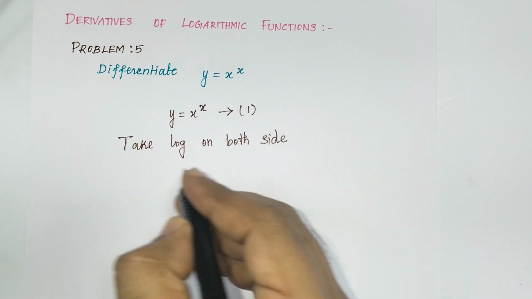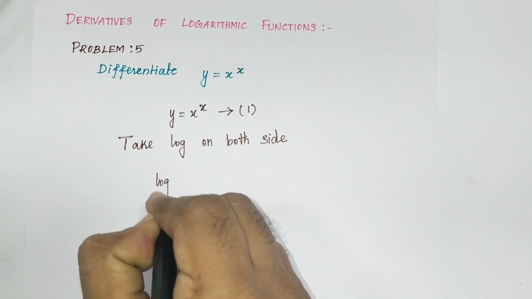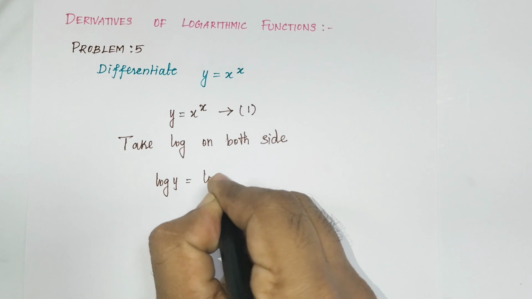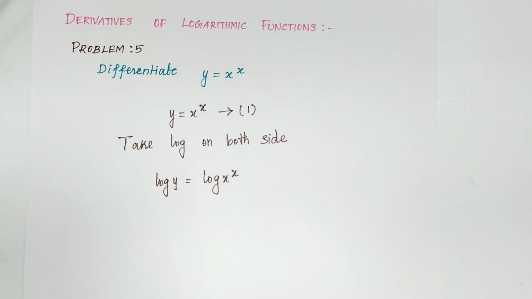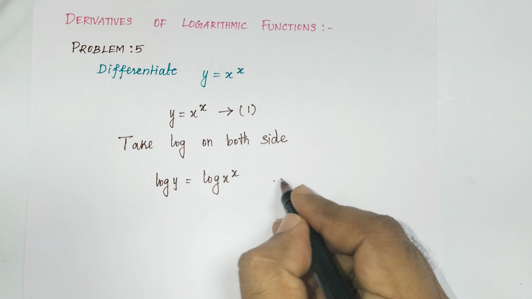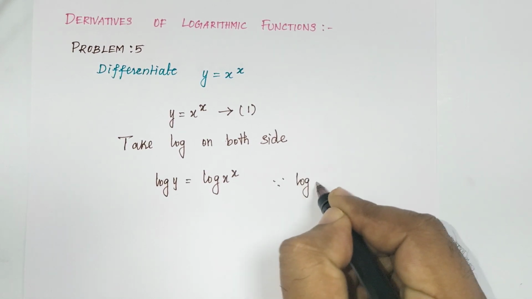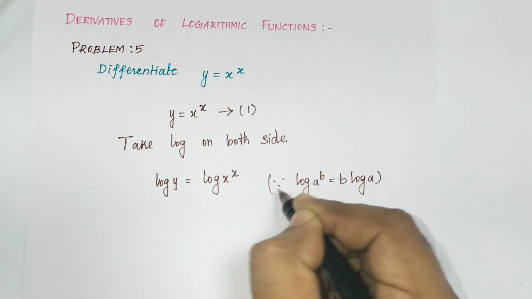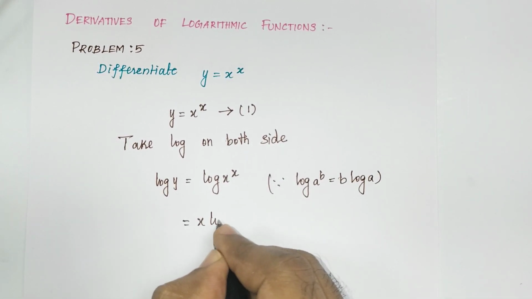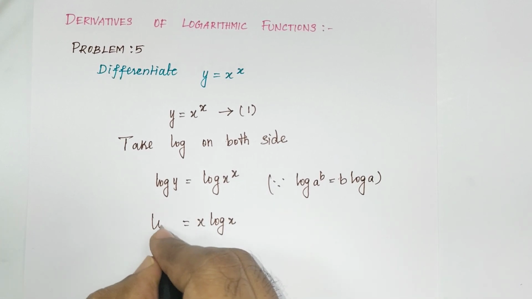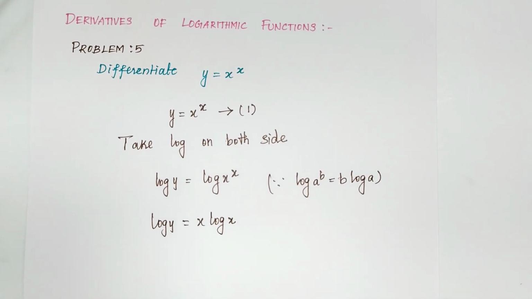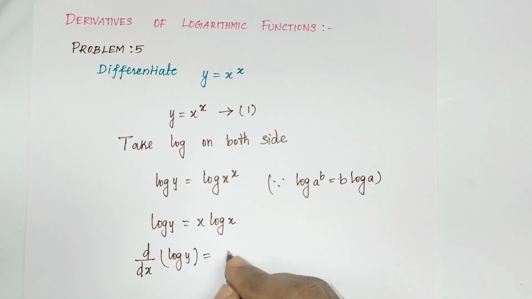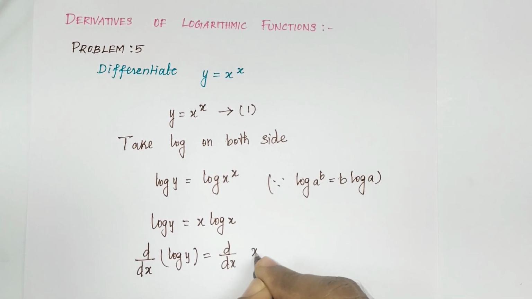Taking log on both sides, you get log y is equal to log x power x. By the log shifting property, log a power b we can write as b into log a. In a similar manner, here you can write x into log x. This is log y. So I'm going to differentiate this term with respect to x: log y equal to x into log x.